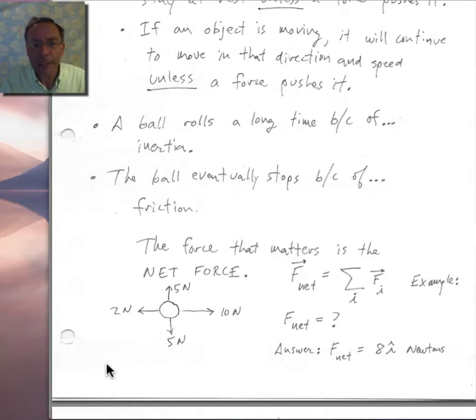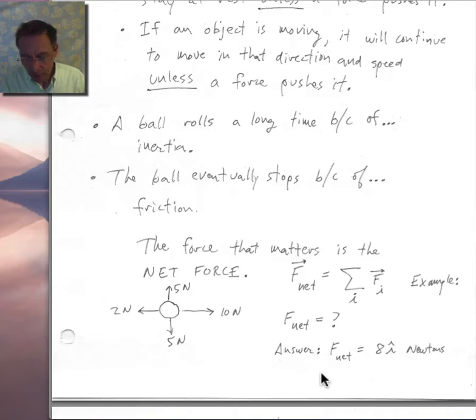For example, I have here maybe a bowling ball, and it feels a downward force of 5 newtons and an upward force of 5 newtons. Obviously those two forces are going to cancel out, so there's no net force in the up and down sense. But in my example here, I've got 10 newtons of force to the right and also 2 newtons of force to the left. When you combine those, you're going to get 8 newtons of force to the right.